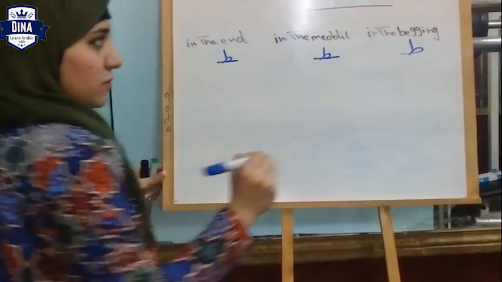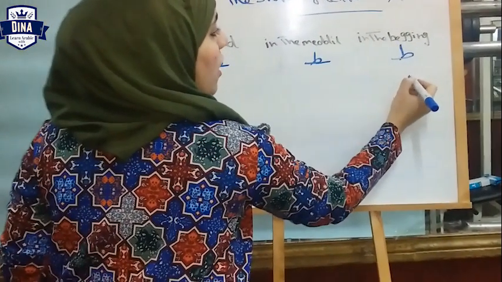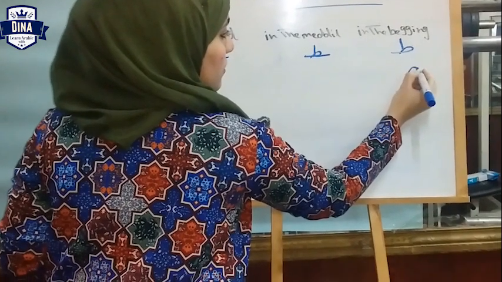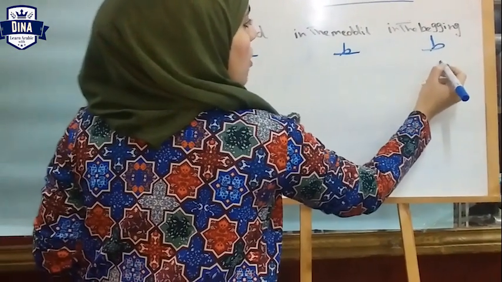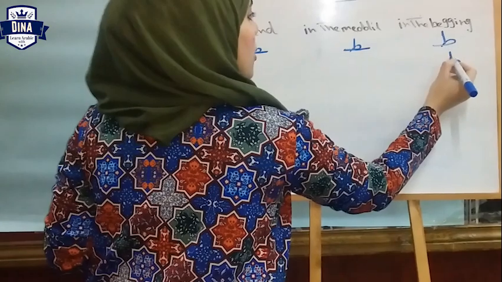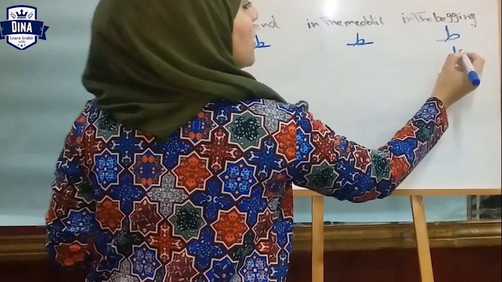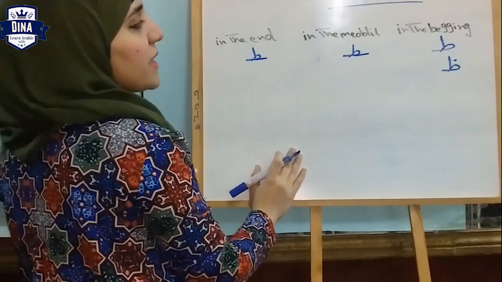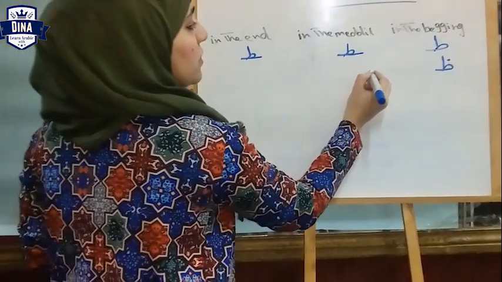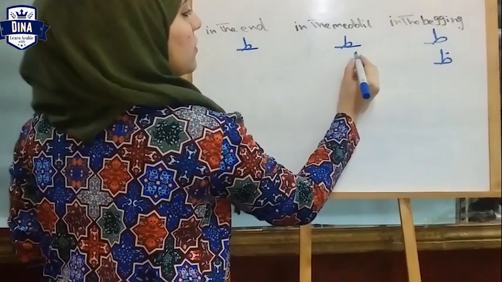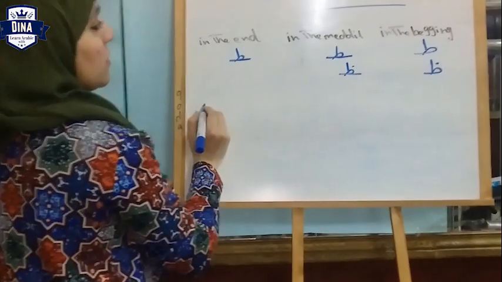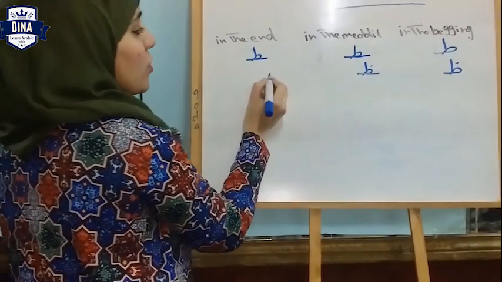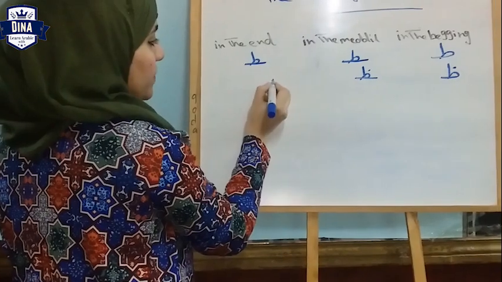After then, the letter Zaa. Zaa has one stick on the top and has one dot. Zaa when it's coming in the middle of word. Zaa when it's coming in the end of word. The same shape.